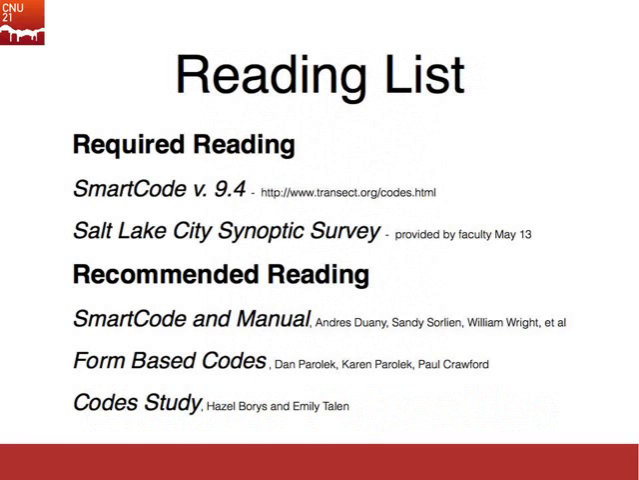Prior to the CNU, you'll need to read or at least scan the Smart Code version 9.4, the link to which is here, and also the Salt Lake City Synoptic Survey, which we will provide you on May 13th. The recommended reading list also includes a Smart Code and Manual, the Form-Based Codes book by Dan Parolek, and the Code Study by Hazel Borys and Emily Talen.